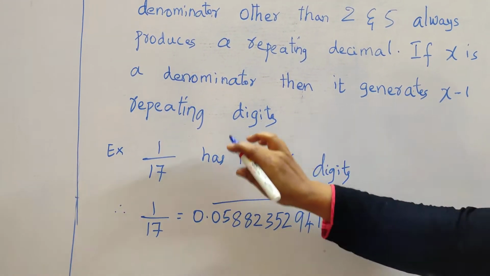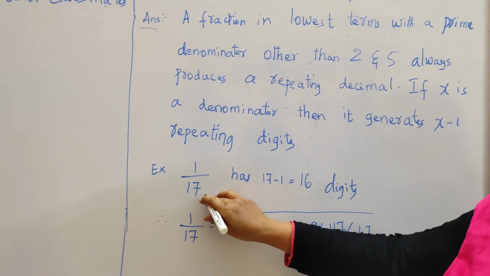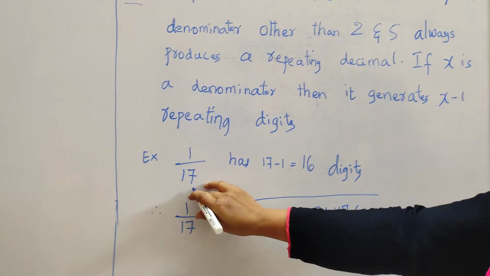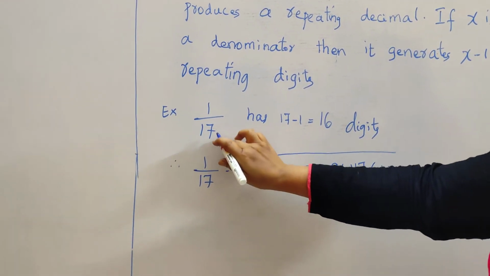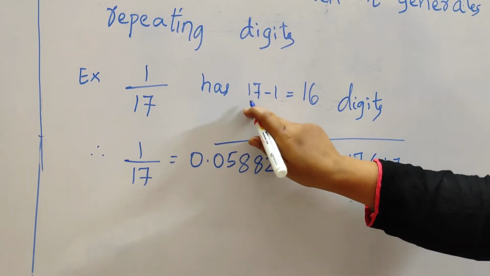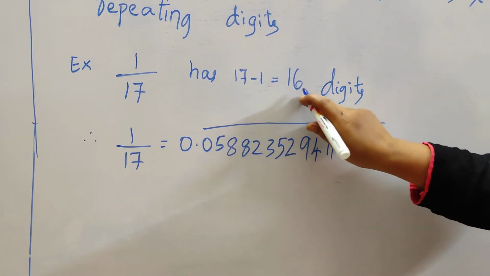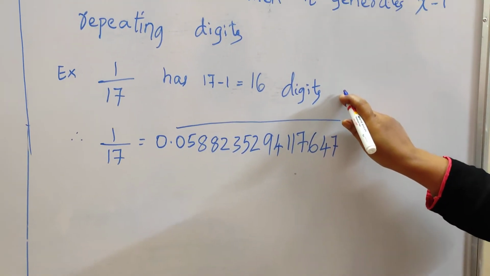See here, in our question, 1 by 17 is the question, right? So, 17 is a prime number. It does not have either 2 or 5 as a factor. So, when you divide this, according to this statement, you will get 17 minus 1, that is 16 digits repeating when you divide.